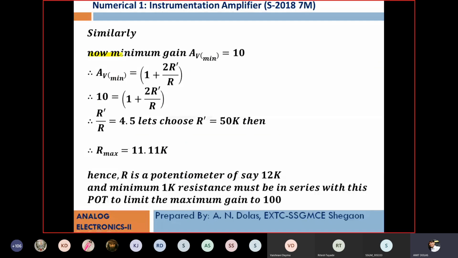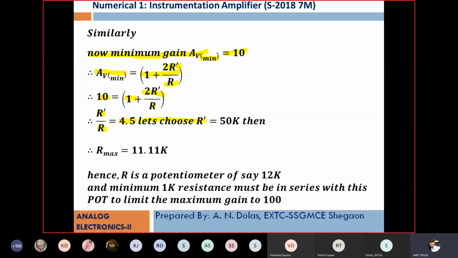Similarly, now minimum gain, that is AV mean, is equal to 10. Putting AV mean is equal to 1 plus R2 dash by R, where R2 by R1 is 0, which is not shown there. Then 10 is equal to 1 plus R2 dash by R. Ratio R dash upon R will be 4.5, as 10 minus 1 is 9, divided by 2 is 4.5.